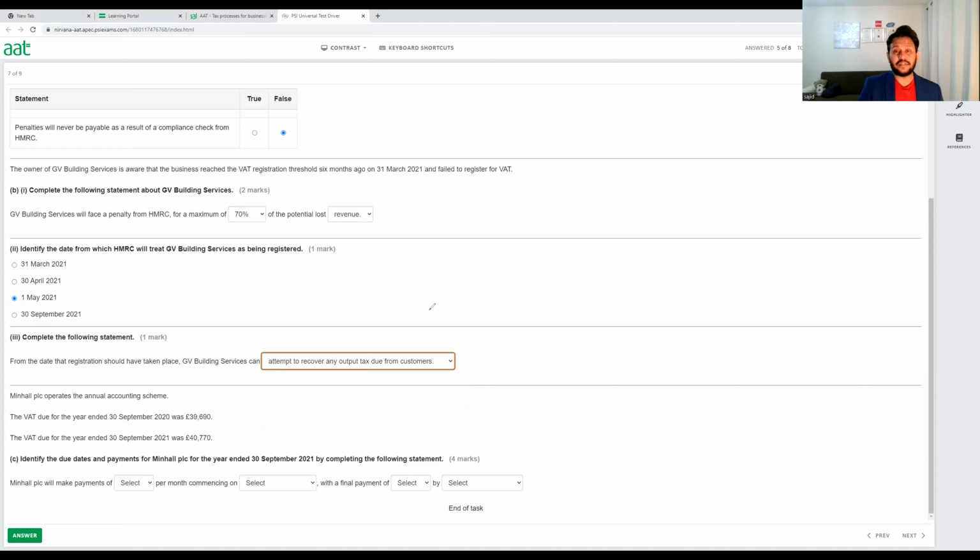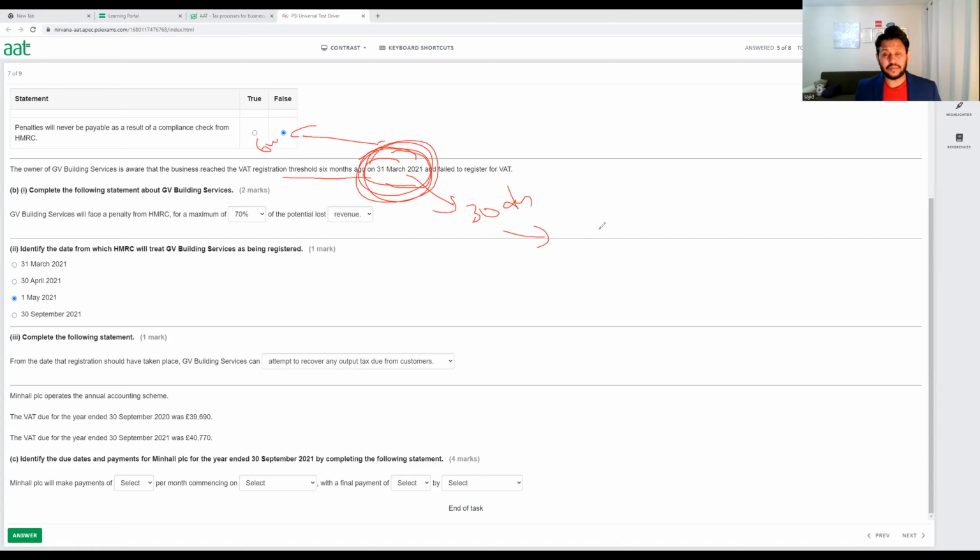But when you read the question, you have to be very careful. They said 6 months ago on 31st of March 2021. So on 31st of March 21, that means on that day I should register. Not from that day, don't go back 6 months. Don't do it. So read the question carefully. So that means I should register that day. So from that day, I will have 30 days to tell the HMRC. And the first day of the following month, that is 1st of May, I need to register.